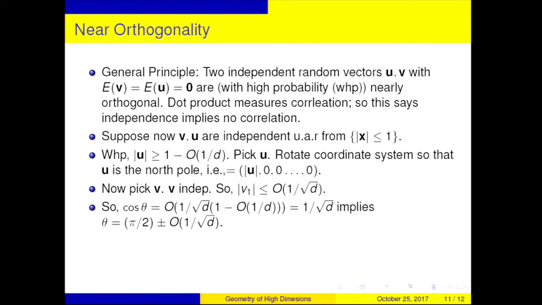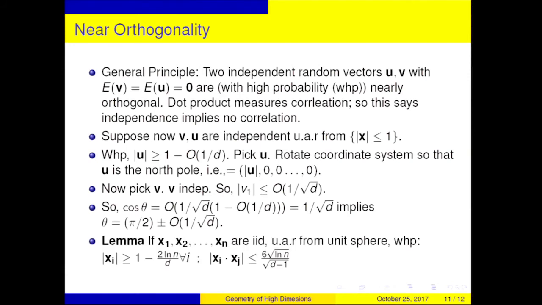1 over root d times the length of u is that. That's roughly, then there are higher order terms, but it's roughly 1 over root d. And that implies theta is almost 90 degrees. Okay, cosine inverse is that. Okay, that's for two vectors.